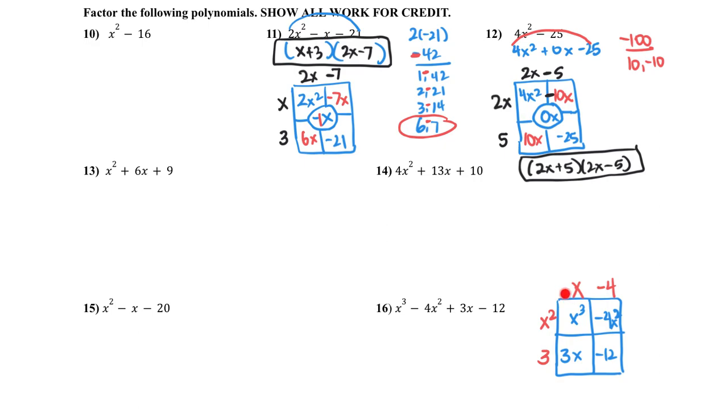And so just a quick check that the outside numbers must multiply to the inside numbers. So x squared times x is x cubed. 3 times x is 3x. x squared times negative 4 is negative 4x squared right here. And then for this negative 12, we got that because negative 4 times positive 3 is negative 12. And now we're ready to write our factors. So we would have x minus 4 and x squared plus 3.